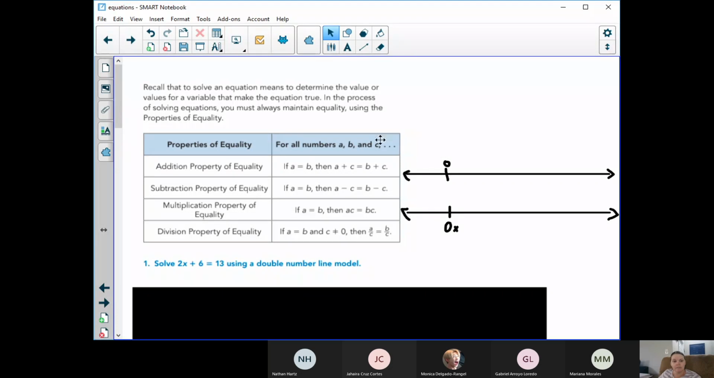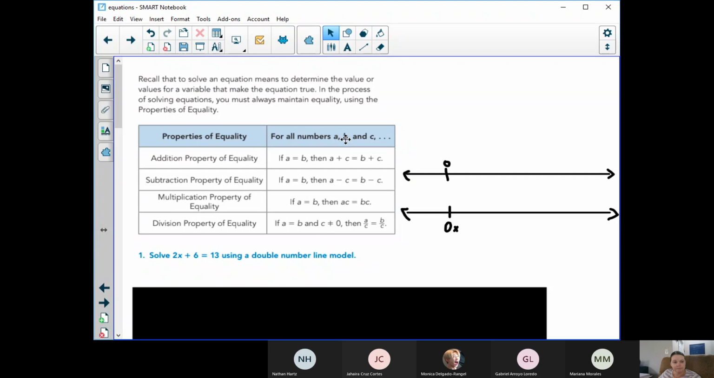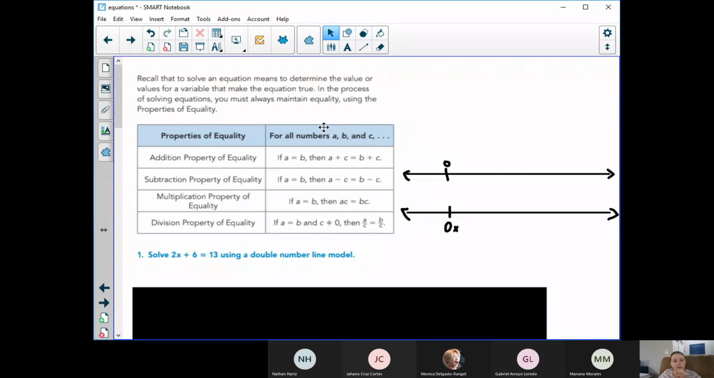So let's first talk about some properties of equality. Solving an equation means we're determining the value or values of a variable that make the equation true. So if I have x plus 6 equals 10, we are looking for what number we add to 6 to get 10 to make that a true statement.